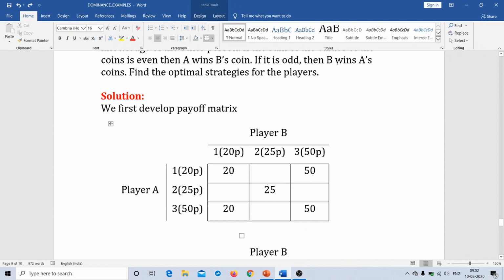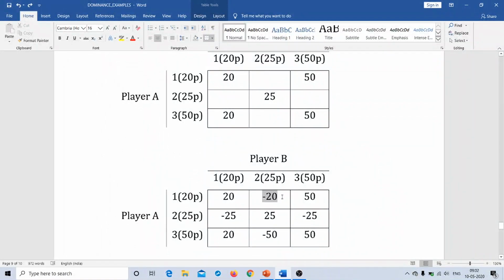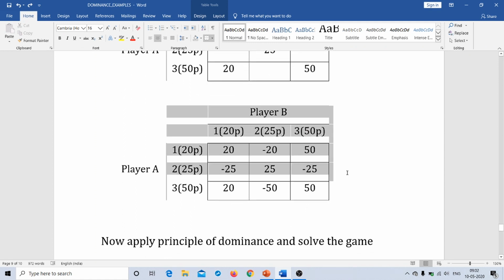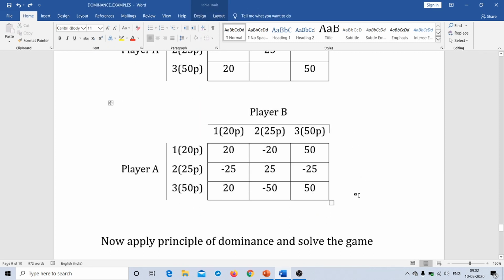And if it is odd, B wins A's coin. So what is A's coin here? 20. So I have to write it here, 20. But since we always talk about player A winning and player B losing, I will say here minus 20. Got it? Similarly, I have minus 25 here, minus 25 here, and here I have minus 50. So this is my payoff matrix for that particular problem statement.